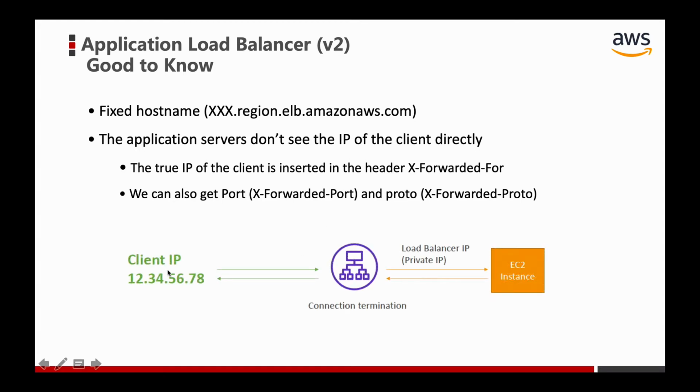So here is an example. The client will send traffic to the ALB. ALB will do the connection termination, and it will talk to the EC2 instance behind it through the private IP. So if you want to know the client IP, you can check this information in the request header. Like I said before, you can check X-Forwarded-For, and if you want to know the port and protocol, you can find X-Forwarded-Port and X-Forwarded-Proto. So that's all about the ALB.